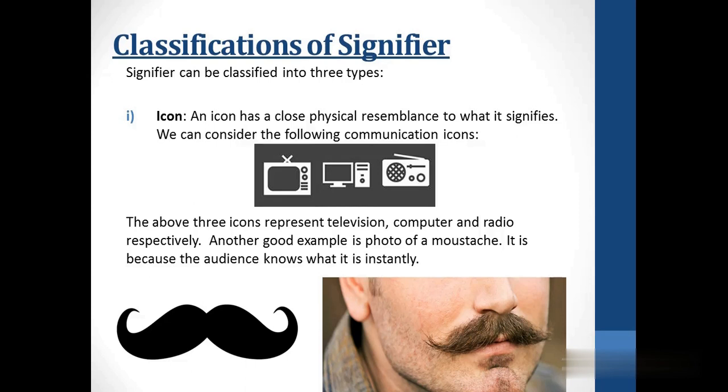Signifiers can be classified into three types. The first one is icon. An icon has a close physical resemblance to what it signifies. We can consider the following communication icons. The above three icons represent television, computer, and radio respectively. Another good example is a photo of a mustache. It is because the audience knows what it is instantly, although the style or color might be a bit different.